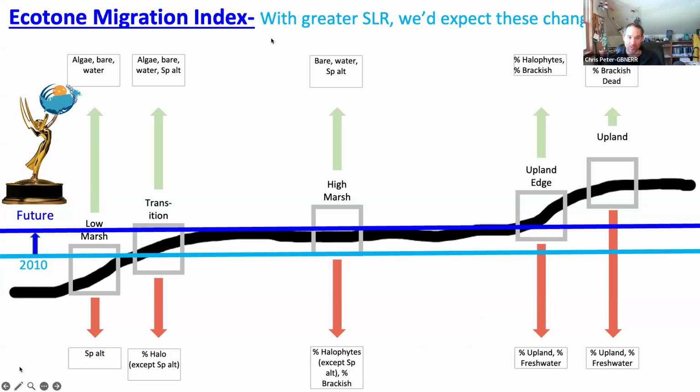Basically, we asked the question, with greater sea level rise, what changes are we expecting in these zones and these sites? For instance, in New Hampshire, in the high marsh, with greater rise of ocean water levels, we're expecting to see greater covers of bare water and sparse flora, and we're expecting decreases in the cover of other halophytic vegetation and brackish vegetation. So that's simply it. It helps capture responses that are species specific, that vary across zone and vary across bioregion, and it helps us compare across the country too.